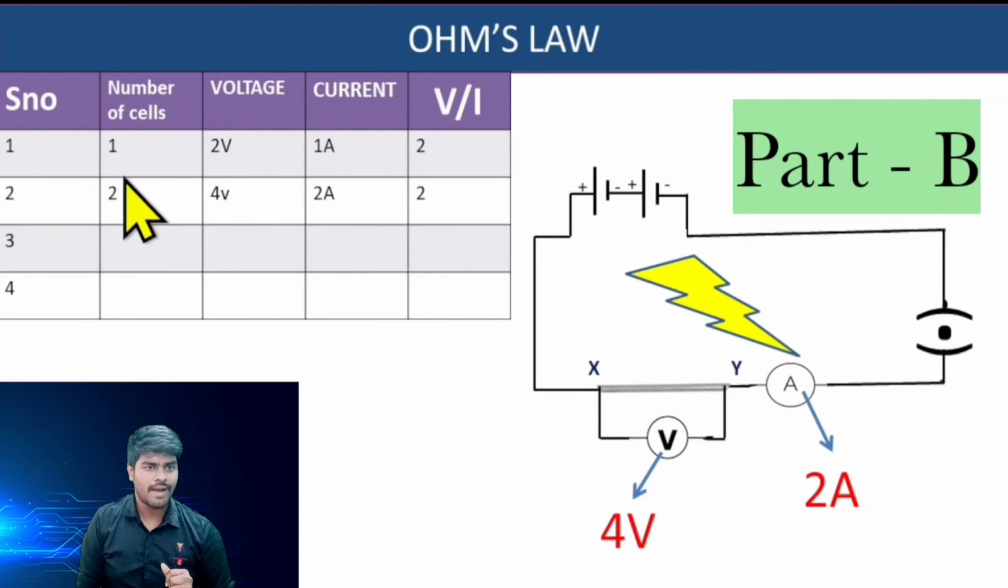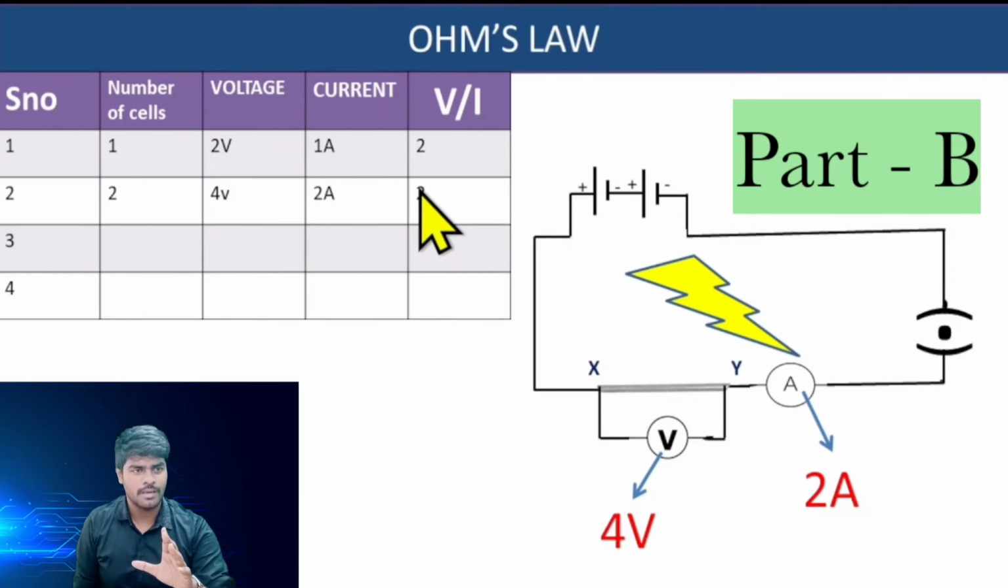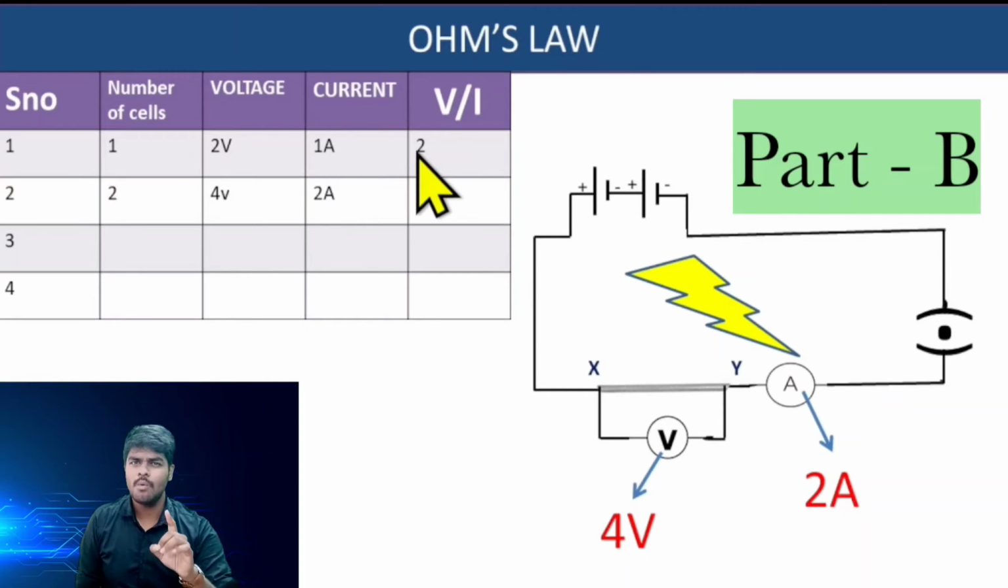In part B, we connected 2 cells. Voltmeter reading is 4 volt, ammeter reading is 2 ampere. Now the V by I ratio: voltage by current, 4 by 2. The answer is 2. Wait. Why are we getting the same V by I ratio? In the first one, we had only one cell. We have a difference in the voltage and current, but we are getting the same ratio. Why? What is the reason for that?